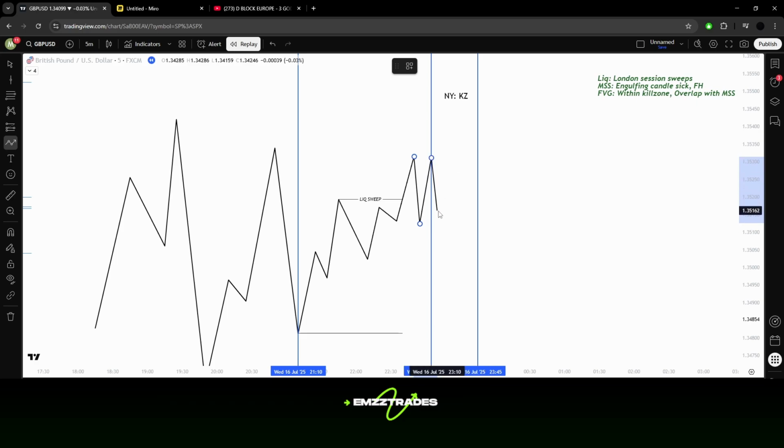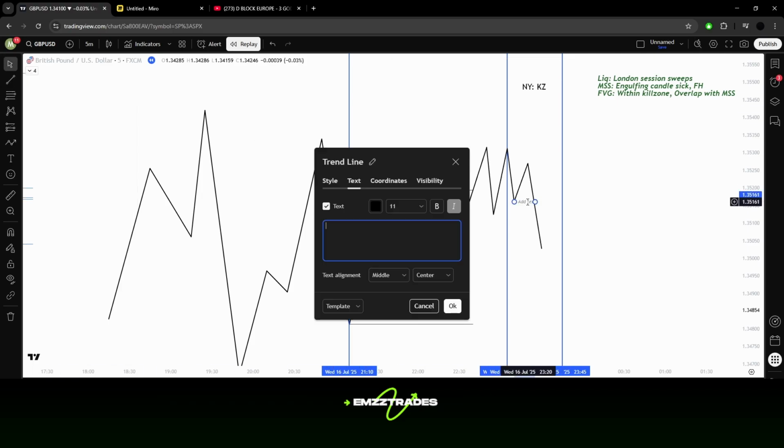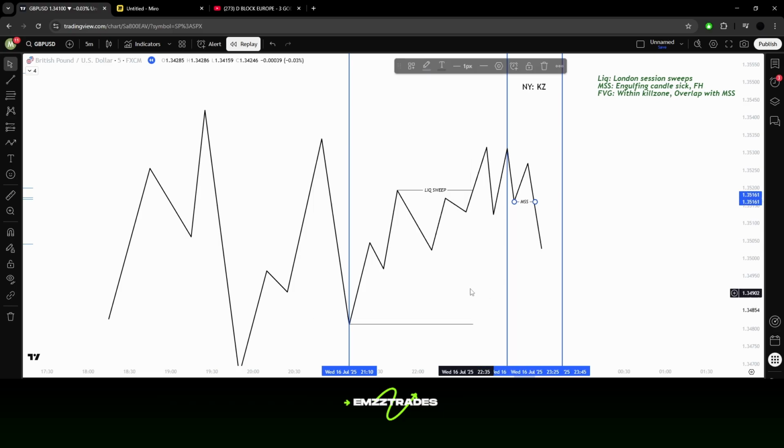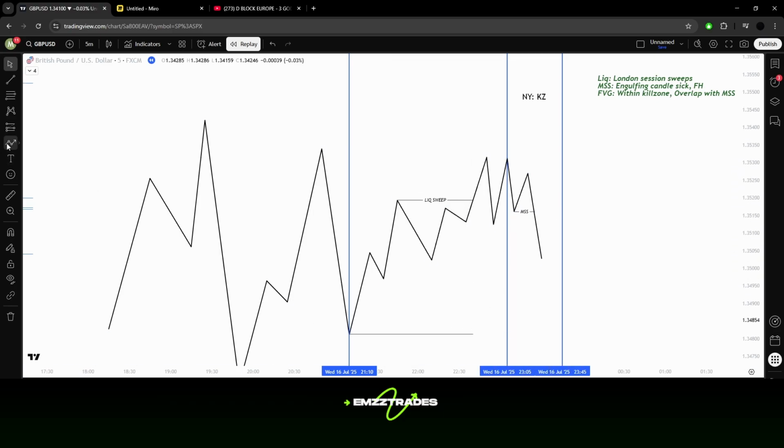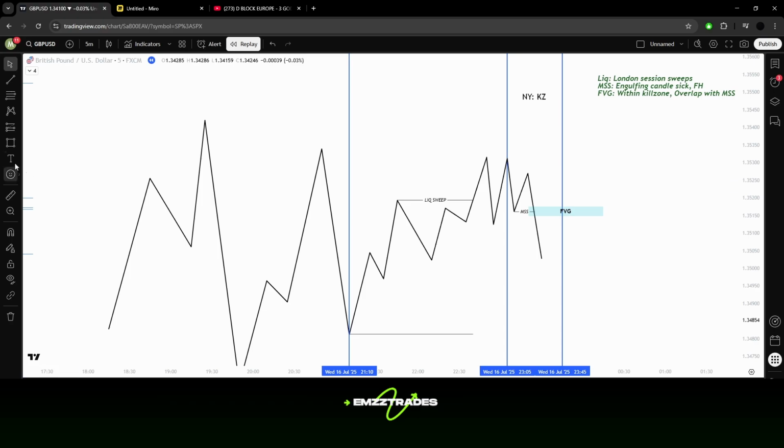And as soon as it enters, this is where we mark out our market structure shift and fair value gaps, right? So let's say price completely swept our area right there. Now all I've got to do is mark out my market structure shift, which would be from here to here. Market structure shift, just make it in caps. And now once the market structure shift is dialed in, we also need to mark out our fair value gap, right? So the fair value gap will be anywhere from here, FVG, right there, FVG.